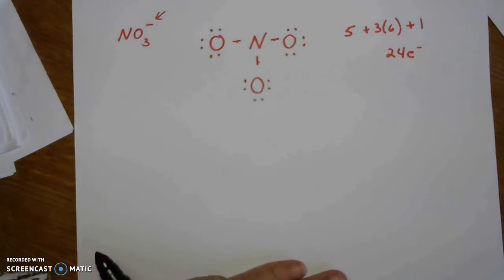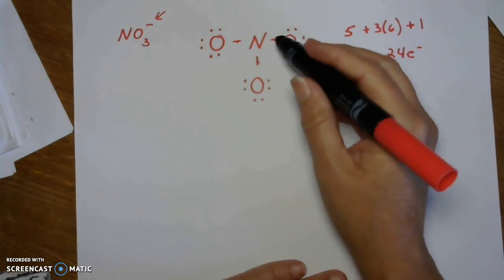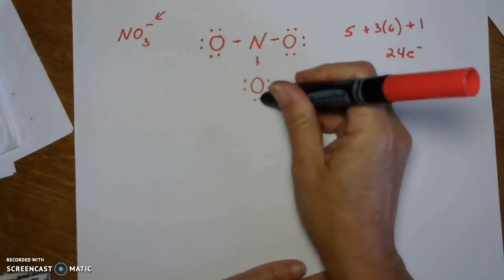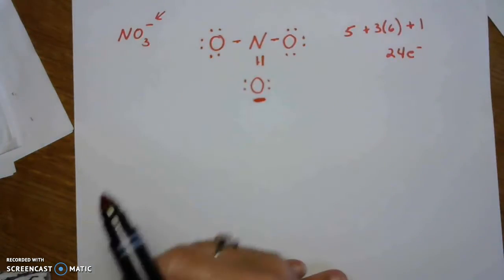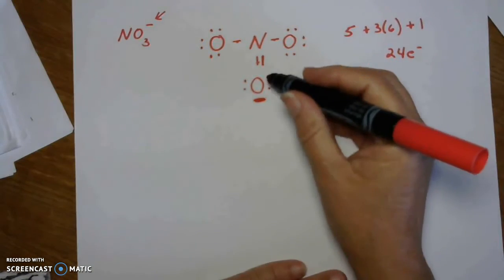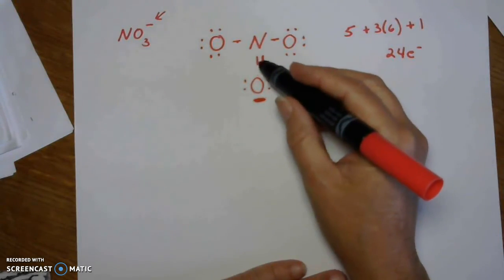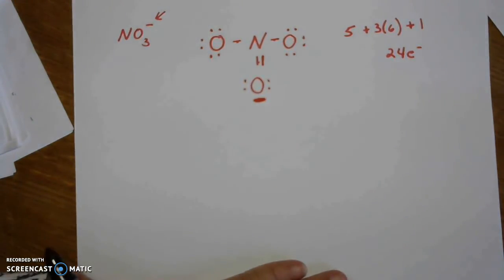It's not happy. So we can do this with any of the oxygens, but I'm going to pick this one down here. Take those electrons off and make them shared electrons. Now nitrogen has 4 bonds, giving it 8 electrons, and this oxygen down here has the 4 shared electrons up here, and then the 2 lone pairs, so it also has 8.